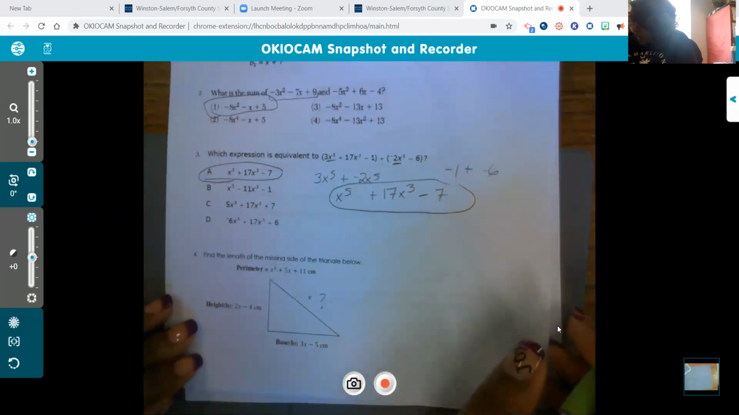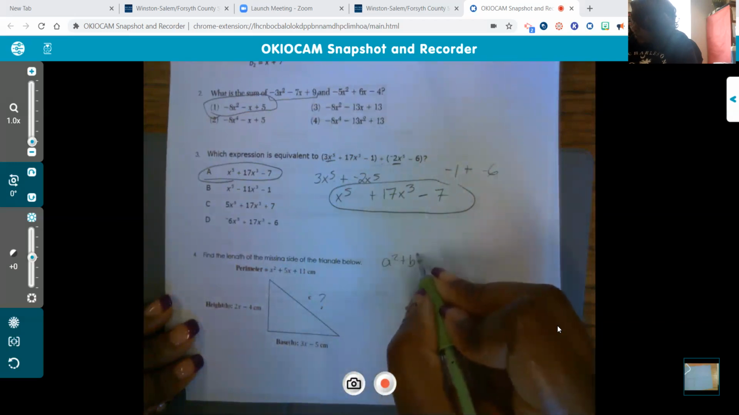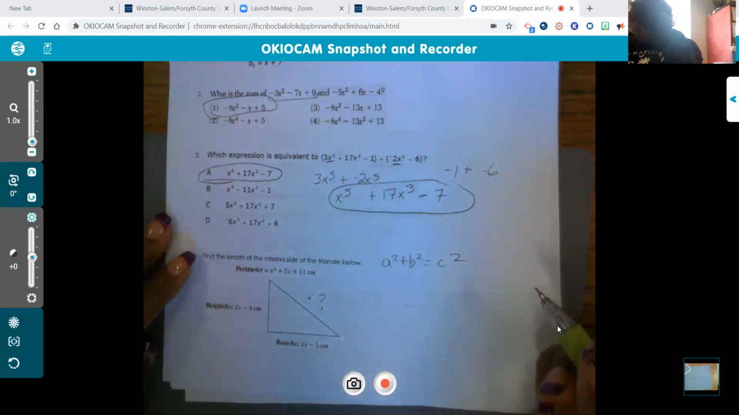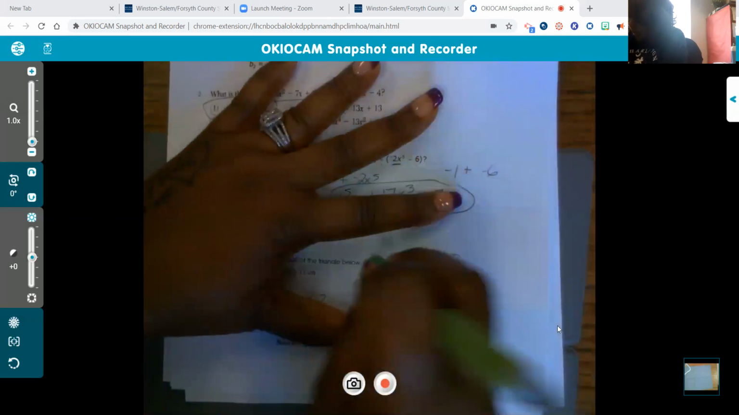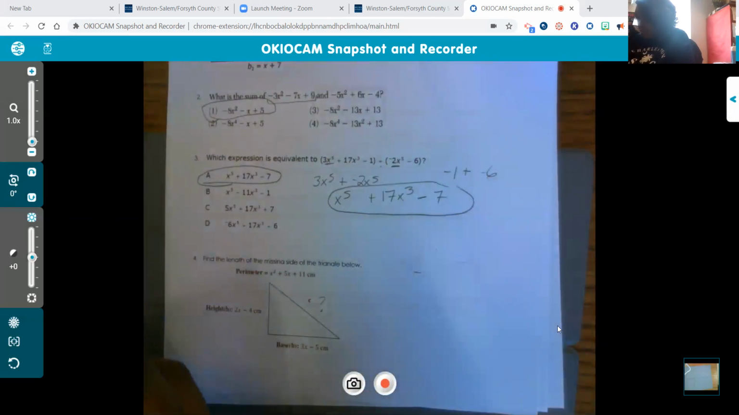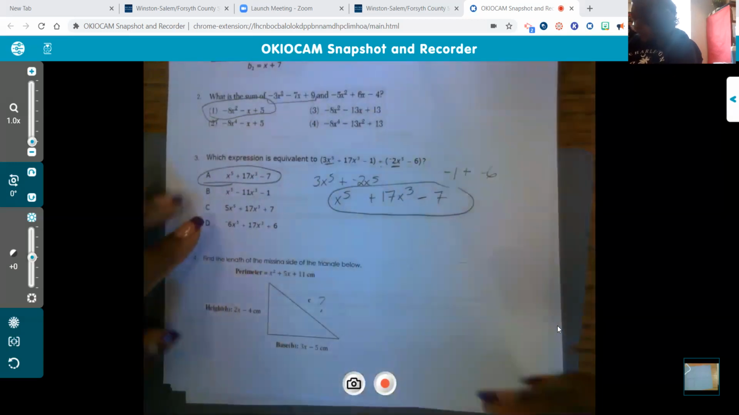So we use Pythagorean Theorem, which is a squared plus b squared equals c squared. Okay. So let's see. Or well, I don't know, it's not a right triangle, so you can't use that. So they gave you the perimeter. So let's just subtract the values. Since they gave you the perimeter, that's really what they want you to do anyway.